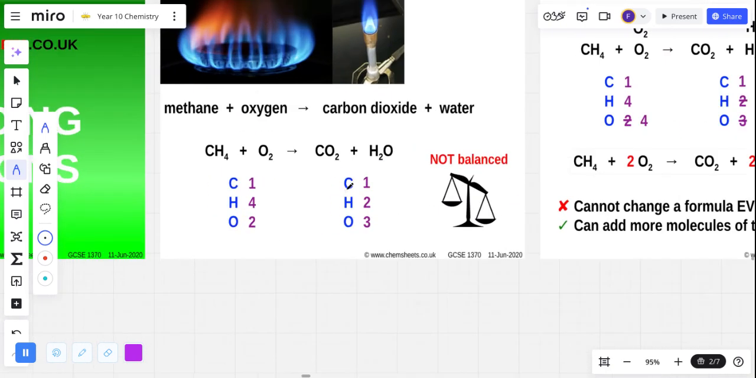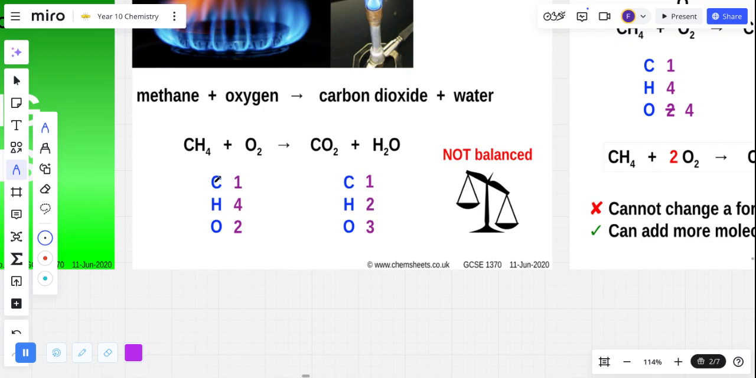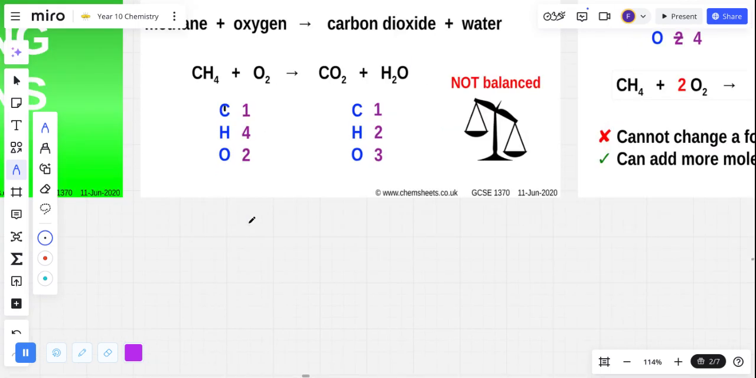So in schools, they'll do this. They'll go, right, we've got this equation. This PowerPoint presentation is slightly different. I quite like certain parts of it. So in school, they go, you've got methane, you've got oxygen, you're burning methane.